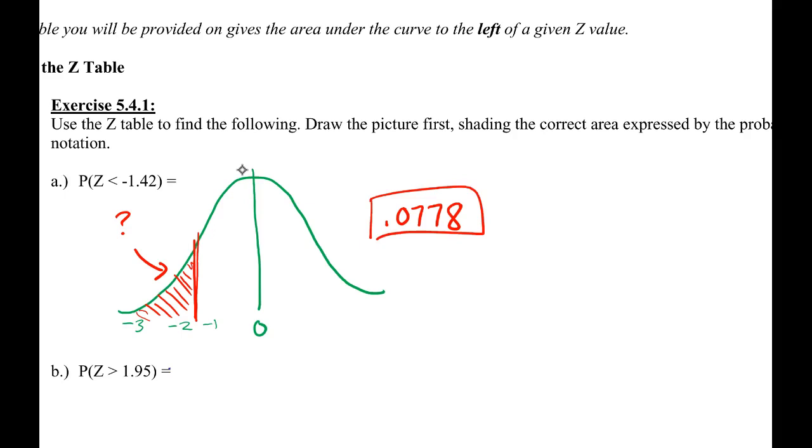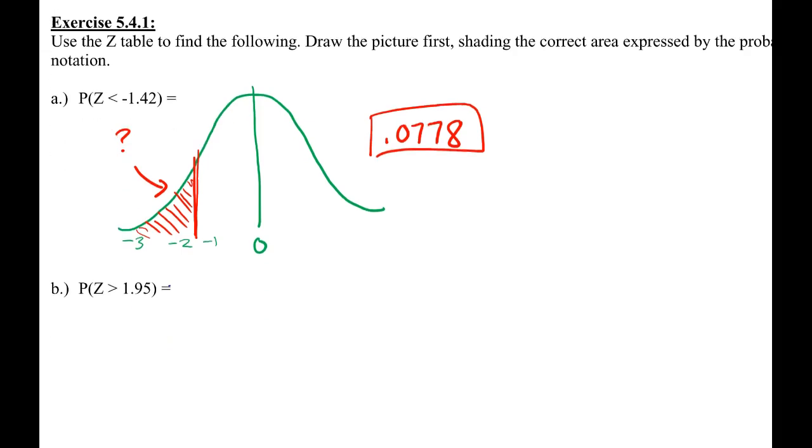The reason I like to draw my little picture is I can look immediately and say, yeah, I shaded something pretty small. This looks about right. And if I really wanted to check it, I could think about the empirical rule. For the empirical rule, we knew there was 68, which leaves us with 32, 16% out in this section after 1. So it's got to be less than 16%. At 2, it was 2.5%. So somewhere between 2.5 and 16%, and we have about 7.8%.